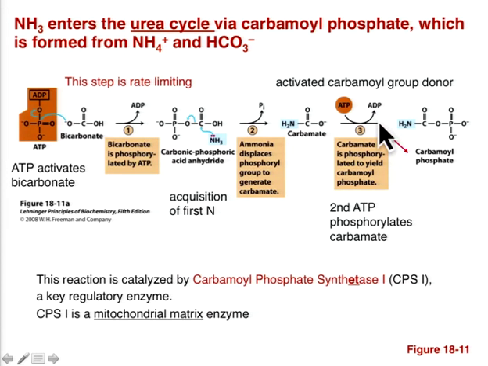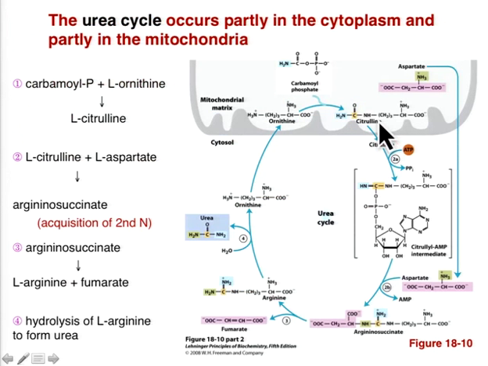Okay, and so now we have carbamoyl phosphate. Our goal is to synthesize urea. How are we going to do this? Okay, so this is, I think, the last cycle in the whole semester. That must make you very sad, but it's a pretty cool cycle.